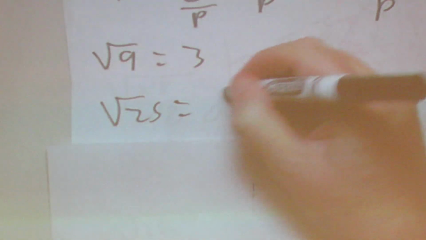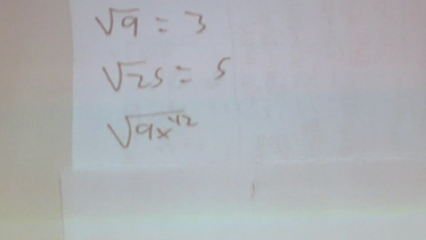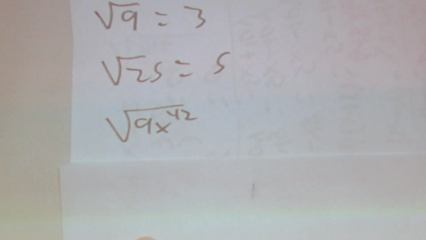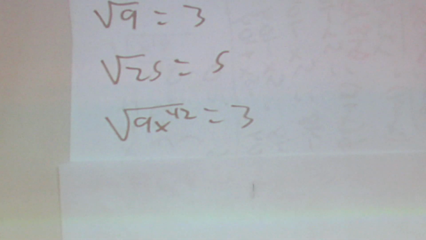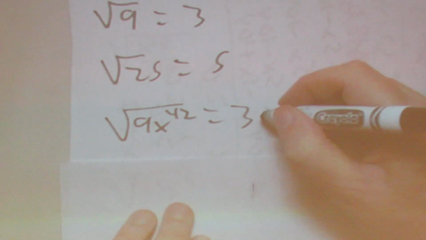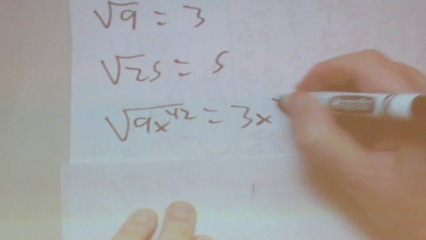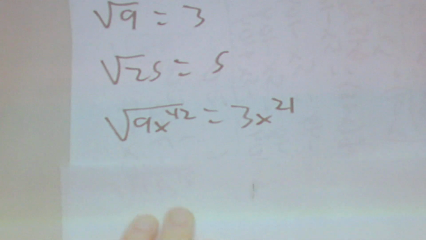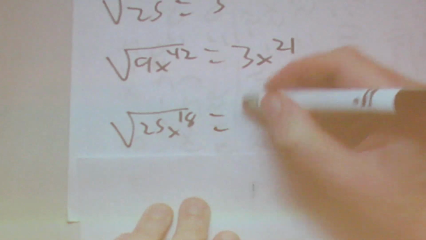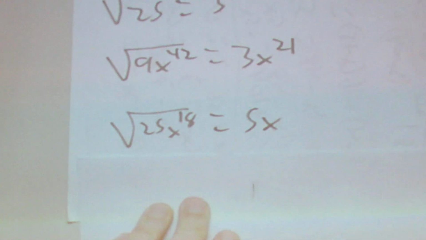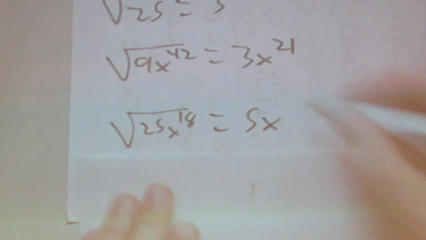Then we're going to be given a few square roots to do. So square root of 9 equals 3, square root of 25 equals 5, square root of 9, x to the 42, square root of 9 is just 3 again, square root of x to the 42. Since 42 is even, we just divide it by 2, so it's going to be x to the 21. Then we have 25, x to the 18. Square root of 25 is 5, x, 18 divided by 2 is 9.